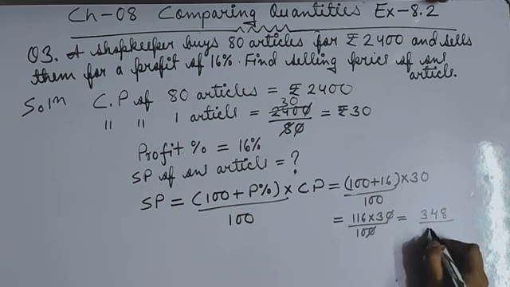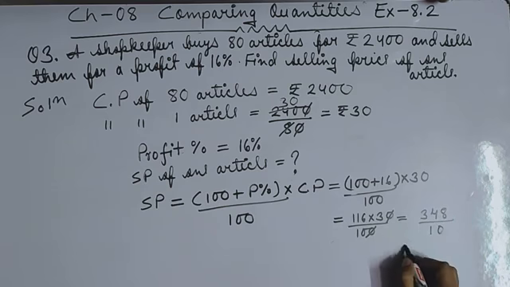So when we are dividing this 348 upon 10, तो we would be getting what? डिवाइड करने में कितना आएगा? 34.8 rupees. So the selling price of one article will be Rupees 34.8. So I hope you understood this question number 3 of your exercise 8.2. Now we'll move to the question number 4 of this exercise 8.2.